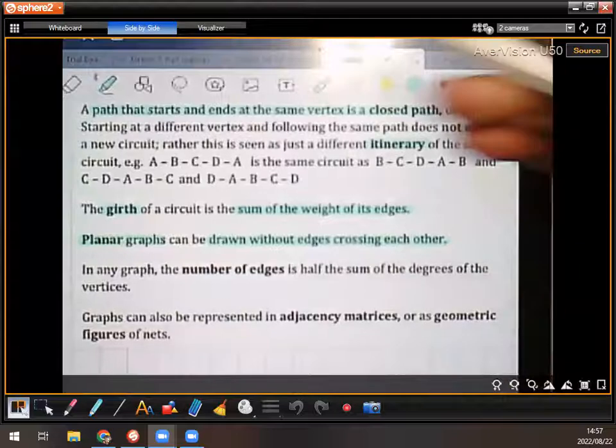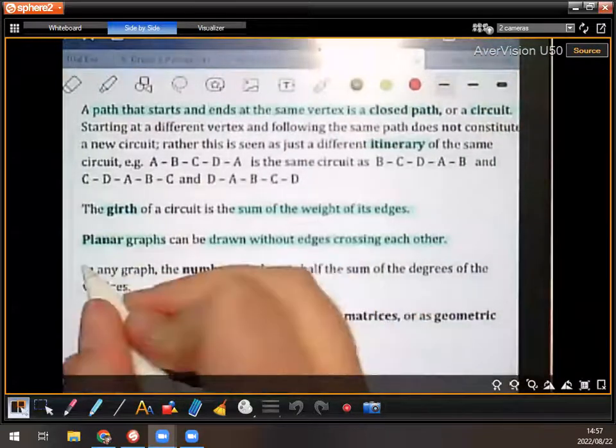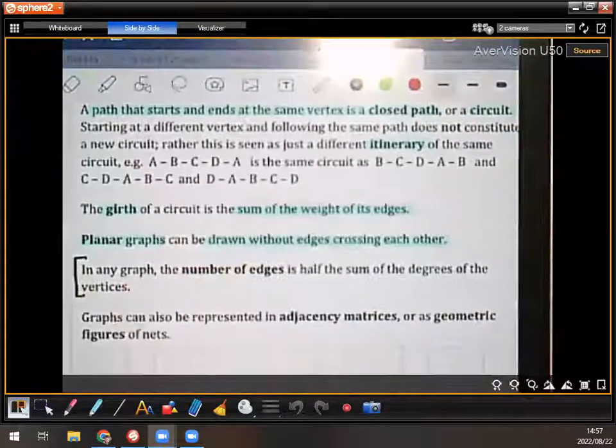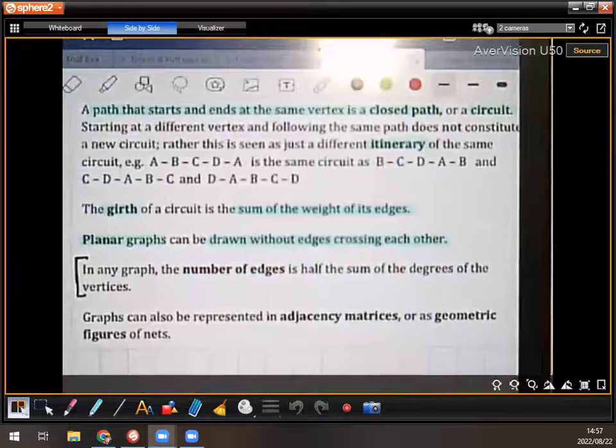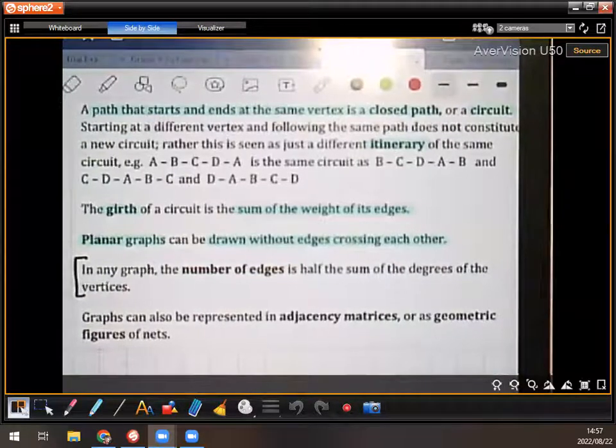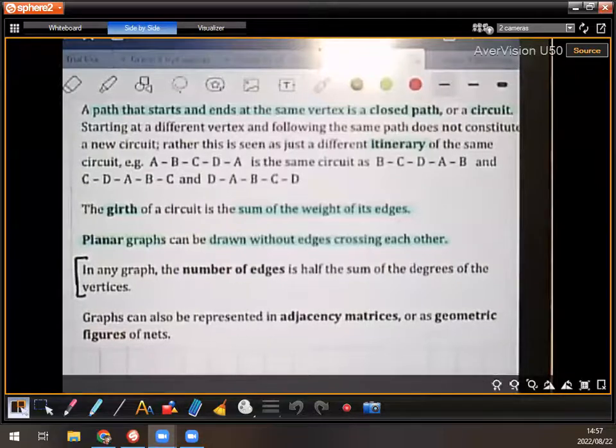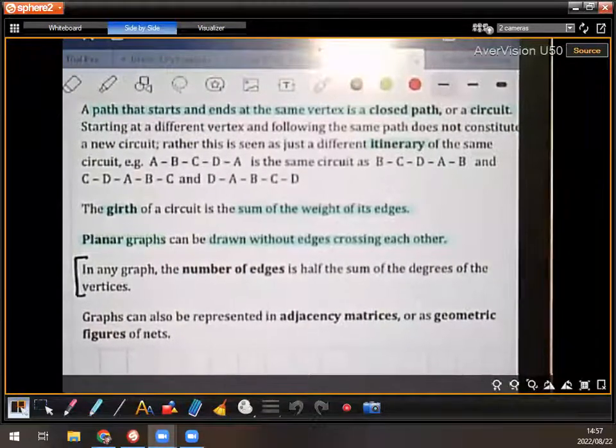And then, guys, the last thing, just write this down very quickly. We are also going to discuss this next time. So next time, we're doing planar graphs, and we're going to talk about the number of edges in a graph. So they're saying that in any graph, the number of edges is half the sum of the degrees of the vertices. Okay, so we're going to do some investigation next time just to see why that is. But just write it down for now. No, you can't take photos. No, write it down.